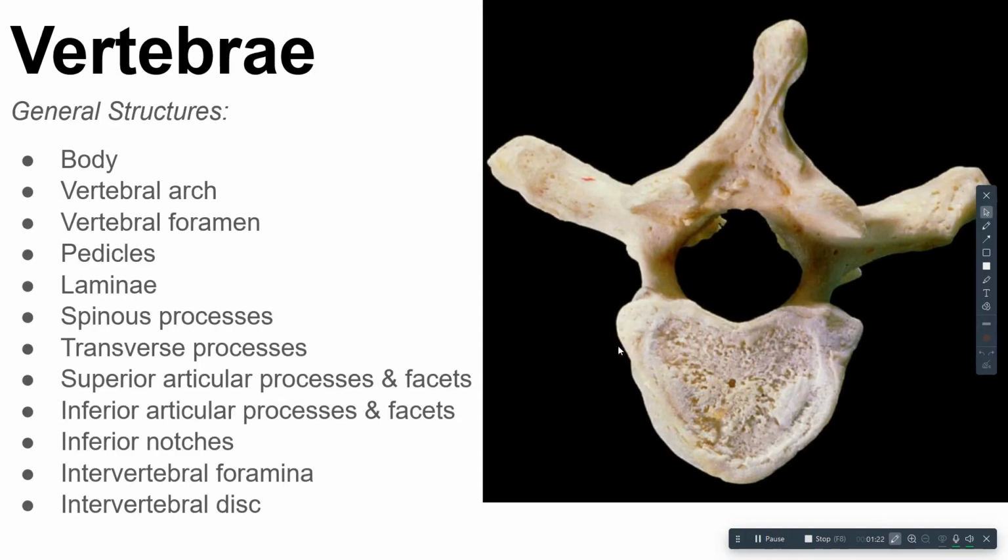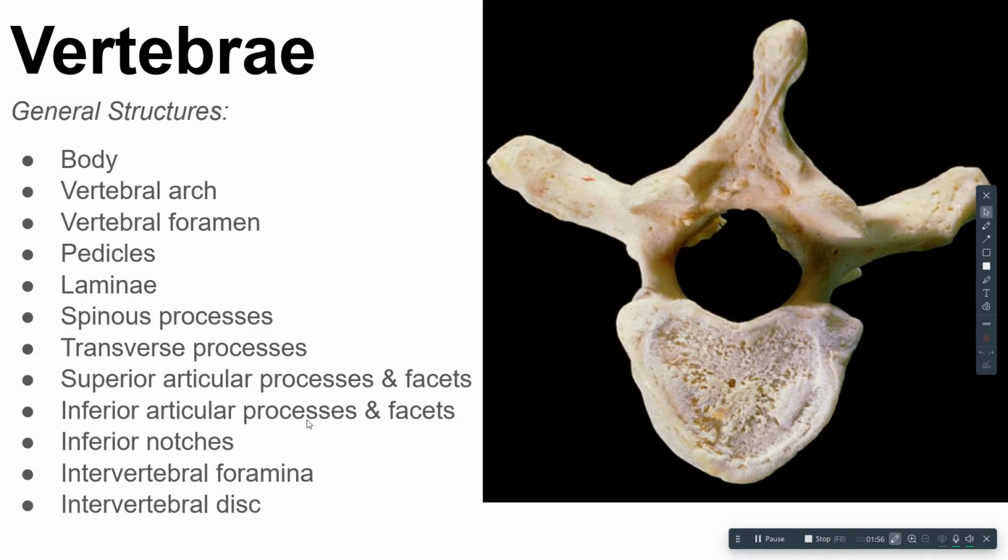So this is a very typical vertebra right here. The structures on a basic vertebra include the body. Remember, we've met a body on other bones before. Then we're going to have a vertebral arch, a vertebral foramen. Remember, a foramen is a hole. We're going to see some guys called pedicles, laminae, spinous processes, transverse processes, superior and inferior articular processes.